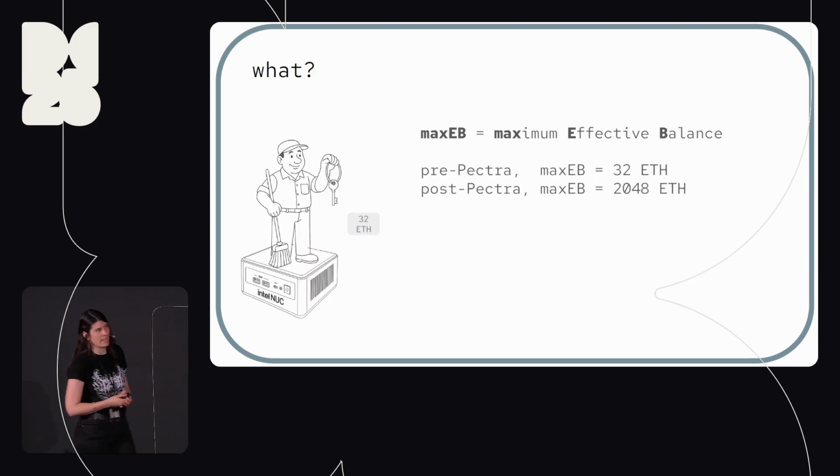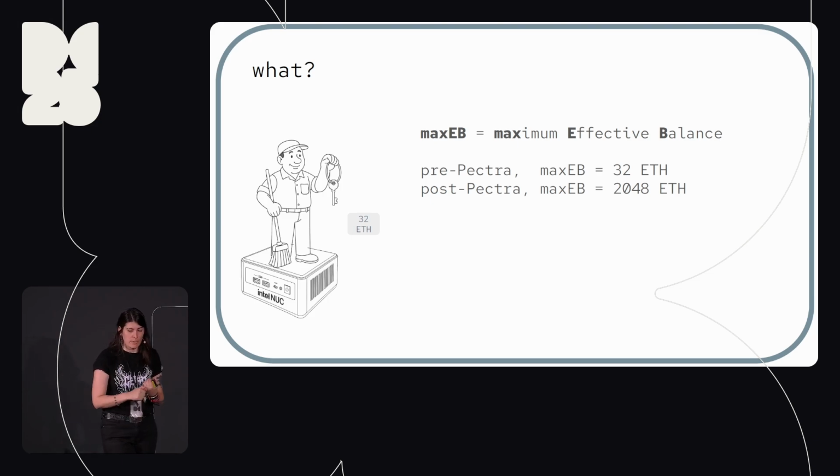So what is MaxEB? MaxEB was a headlining feature you probably heard of in the Pectra upgrade that just went live on Ethereum about a month ago. It stands for the maximum effective balance of a validator. So when you have a validator, you have a certain number of ETH that you are able to earn yield on. Pre-Pectra, the MaxEB was 32 ETH, and post-Pectra, the MaxEB is now 2,048 ETH.